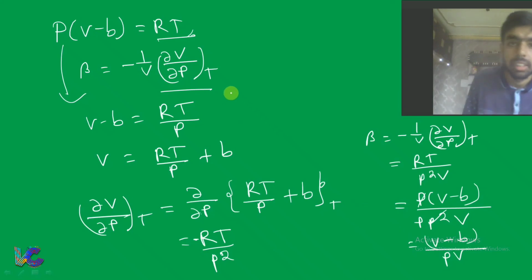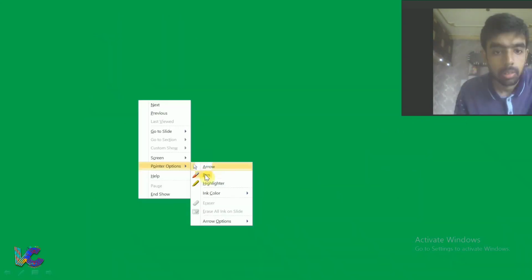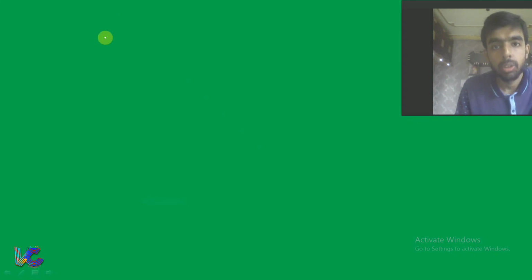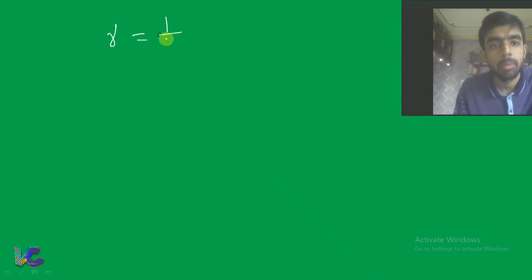We have discussed the values of alpha and beta for the ideal gas equation PV equal to RT. We have also discussed them for the gas P into (V minus B) equal to RT. So that's it. Now you can also calculate the value of gamma for the ideal gas and for the gas P into (V minus B) equal to RT. Gamma, you know, is equal to 1 by P into del P by del T at constant V.